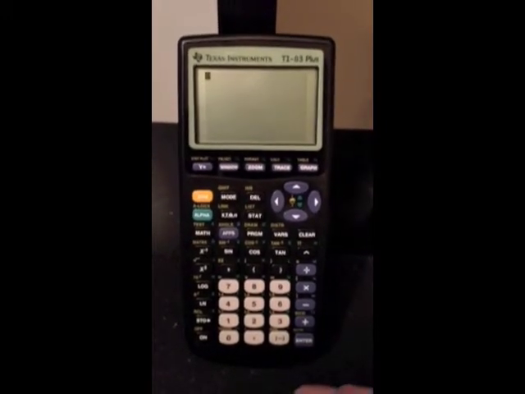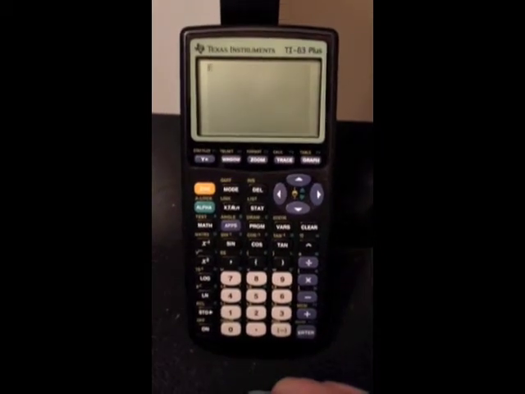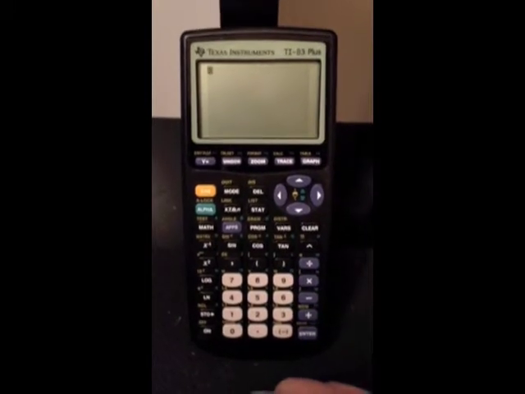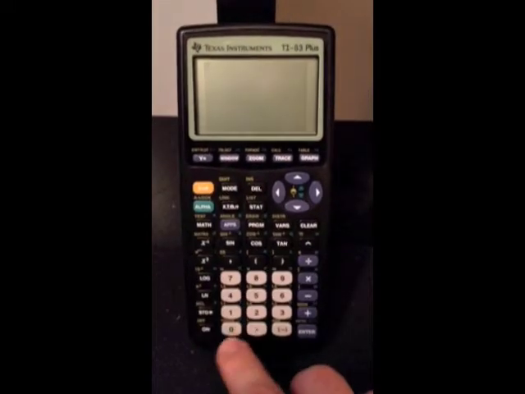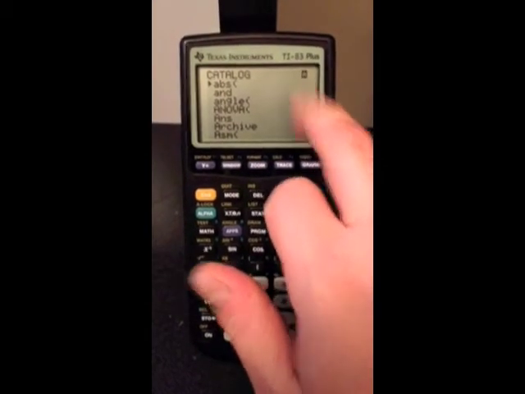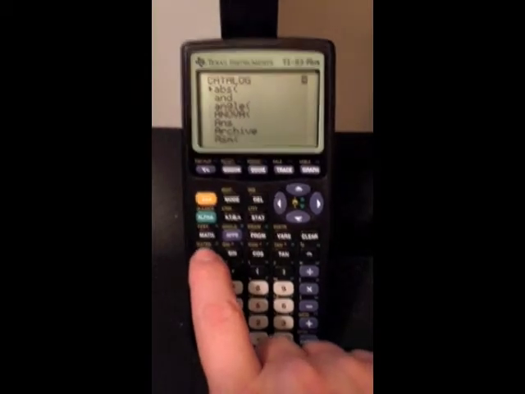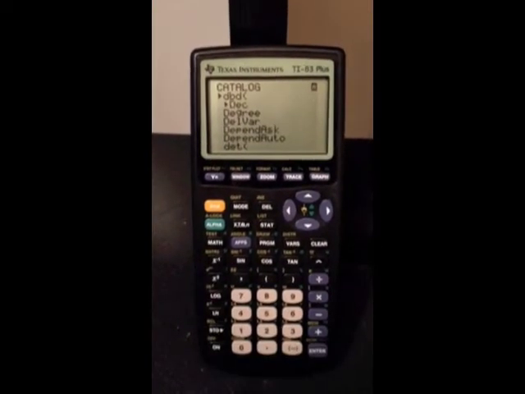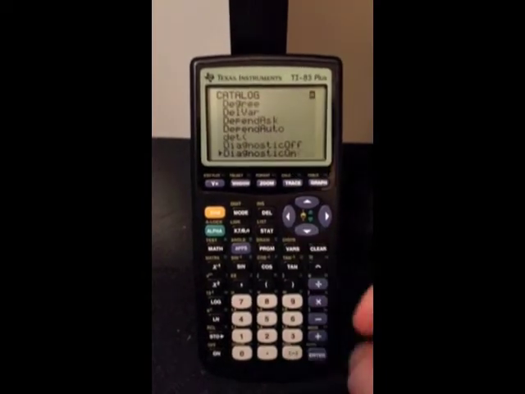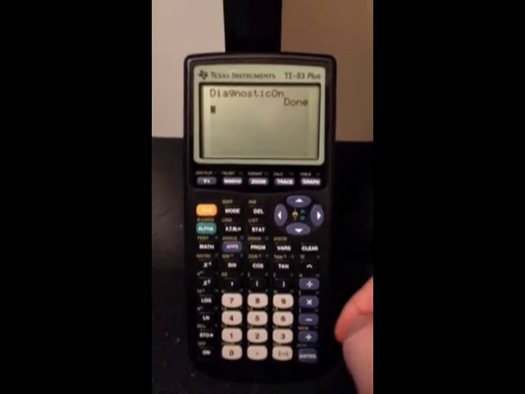Let's go. The first thing we need to do to make all this work is to ensure that your diagnostics are set to on. You can do that by going to second 0, which turns the catalog on. If you look up here, you see a little a. That means alpha. So let's press x to the negative 1 for D. That brings up all the D's. Diagnostic on. Hit enter. Enter one more time, and it lets you know that it's done.